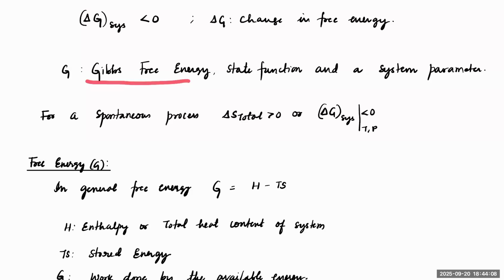G represents the Gibbs free energy. It is a state function and it is a system driven parameter, so it has nothing to do with the surroundings. As long as the system's information is known to you, you can figure it out. So from here we can say for any spontaneous process, delta S of the total has to be greater than 0, or we can write delta G of the system has to be less than 0. But delta G of the system has to be evaluated at constant temperature and pressure. So as long as you are maintaining constant temperature and pressure, we can say delta G less than 0 is correct.